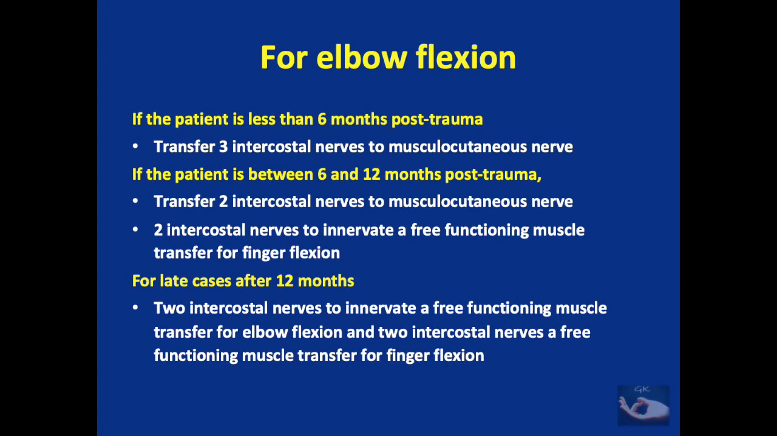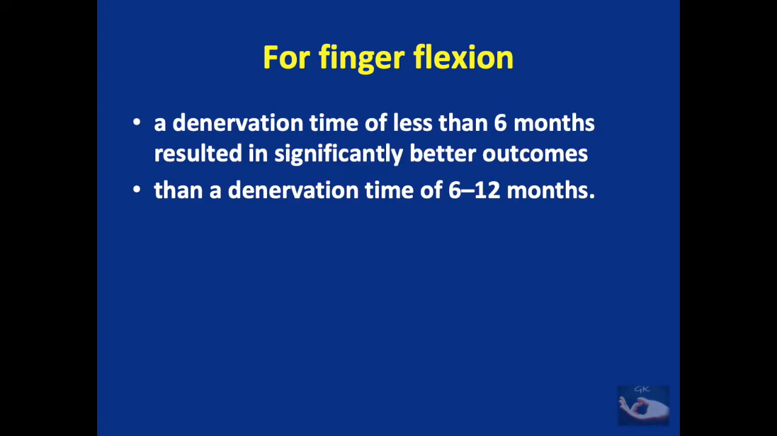Using the intercostal nerves for elbow flexion, 3 intercostal nerves can be used to the musculocutaneous nerve if the patient is less than 6 months post-trauma. If the patient is between 6 and 12 months post-trauma, transfer of 2 intercostal nerves to the musculocutaneous nerve to achieve elbow flexion, and 2 intercostal nerves to innervate a free functioning muscle transfer for finger flexion can be done. For late presentations, 2 intercostal nerves to innervate a free functioning muscle transfer for elbow flexion, and 2 intercostal nerves for a free functioning muscle for finger flexion. Neurotization for finger flexion is usually productive if done when the denervation time is less than 6 months.